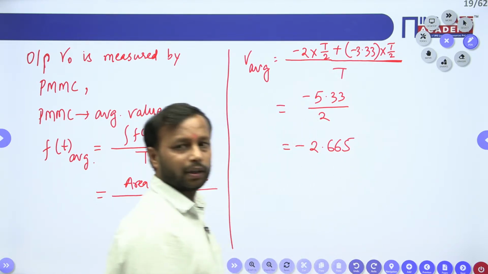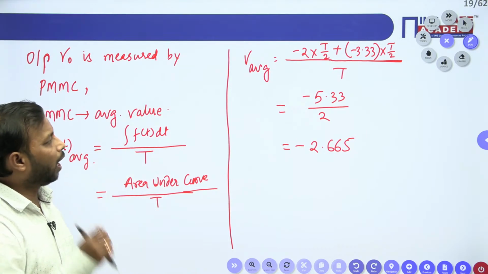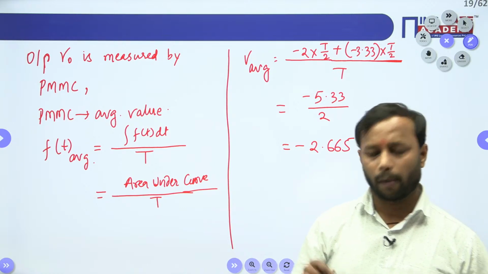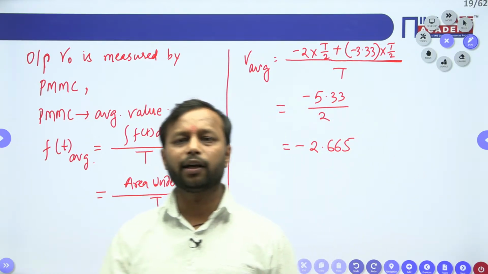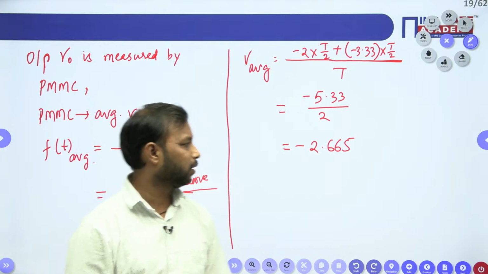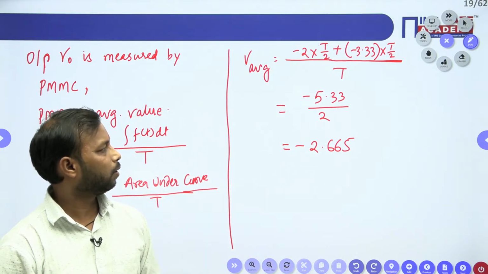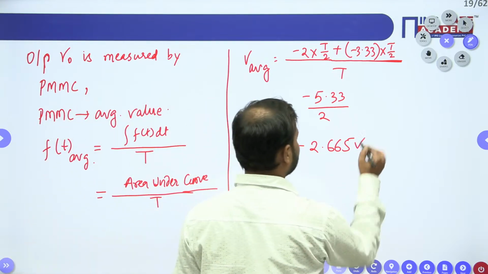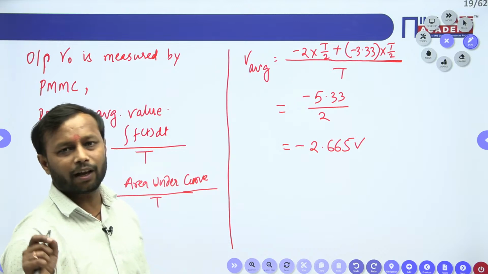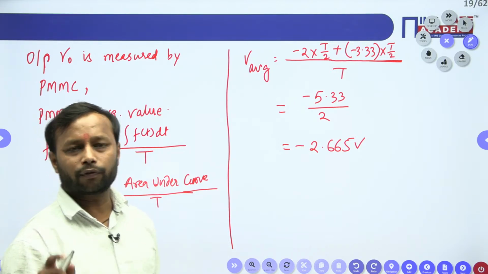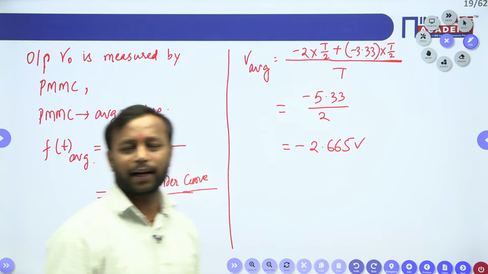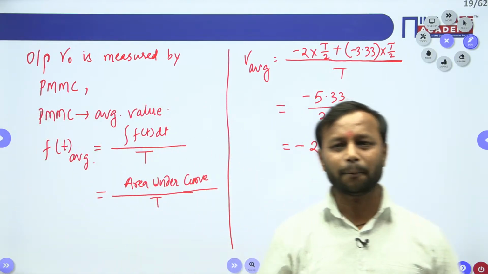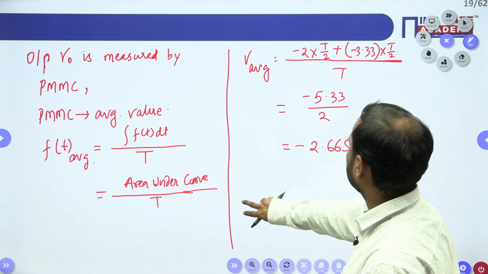Everybody please check whether we are getting the same answer or not. So the average value of the output, or you can say the average value across the 10 kilo ohm resistor, which is measured by the PMMC, will be this one. All right, any doubt in this? This question is very, very conceptual, and you can rate this question 5 out of 5. Did you like this question, everybody? So let us move ahead with the next question.